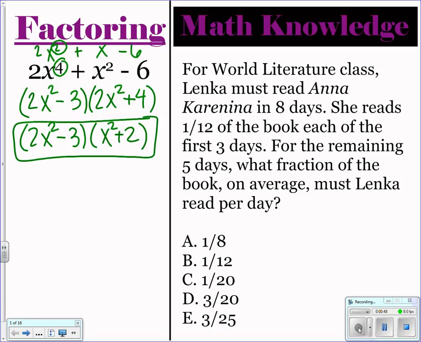Looking at the math knowledge question, she read a 12th of the book for the first 3 days, so a 12th each day would mean she has finished a 4th of the book. So she has 3/4 of the book left, and she needs to do it over 5 days. So divide it by 5, or 3/4 times 1/5 would give you 3/20, which is D here. So that would be your answer for those two.